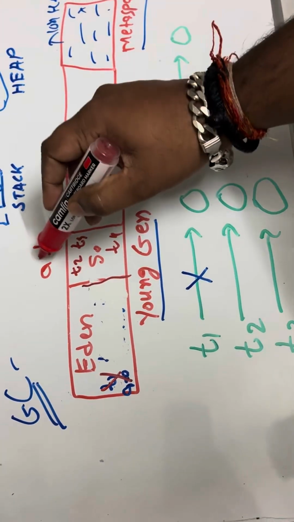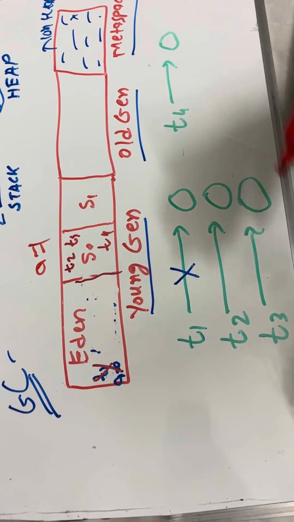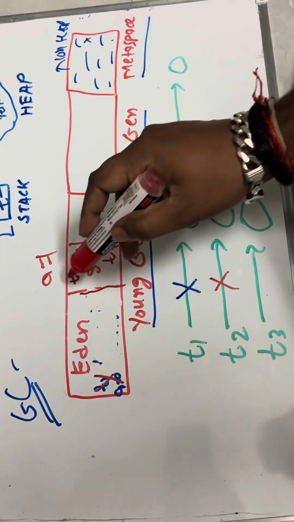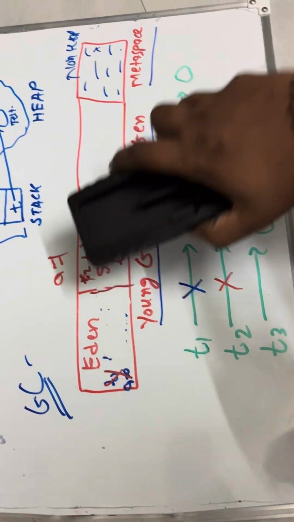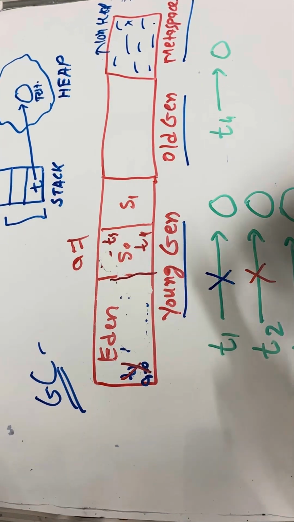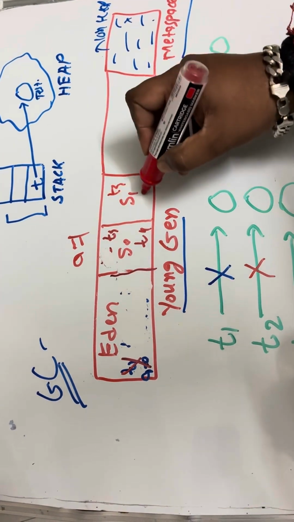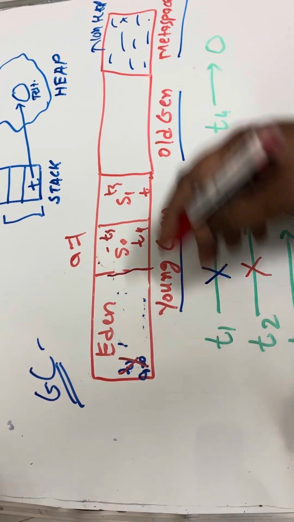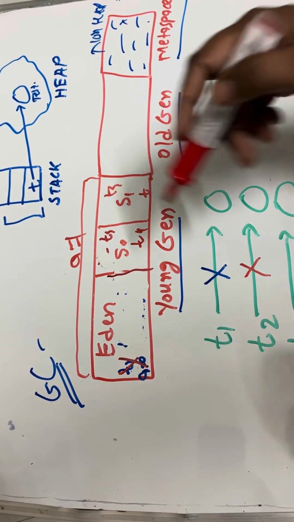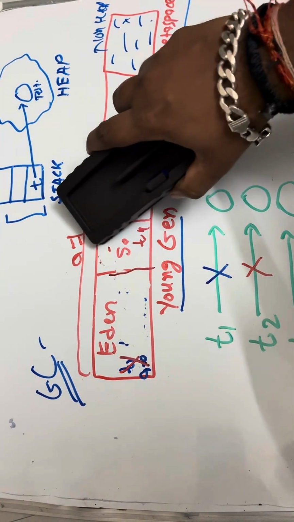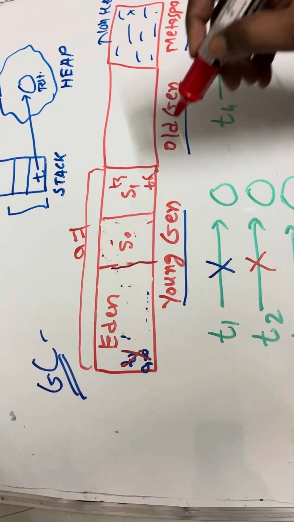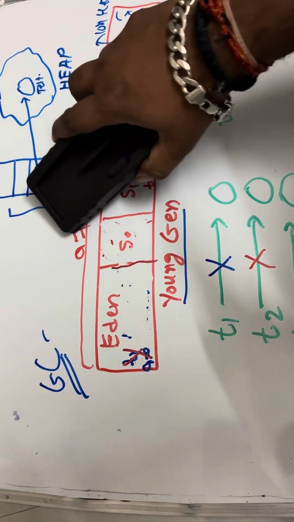Now let's assume again after some time the reference to T2 is lost. In that case T2 will be deleted, so I am simply removing it. Then T3 and T4 will be moved to survivor space 1. This is within the young generation, the whole young generation, and within that we have the survivor spaces. T3 and T4 will be removed from S0 and moved to S1, and their age will be 2 in this case.